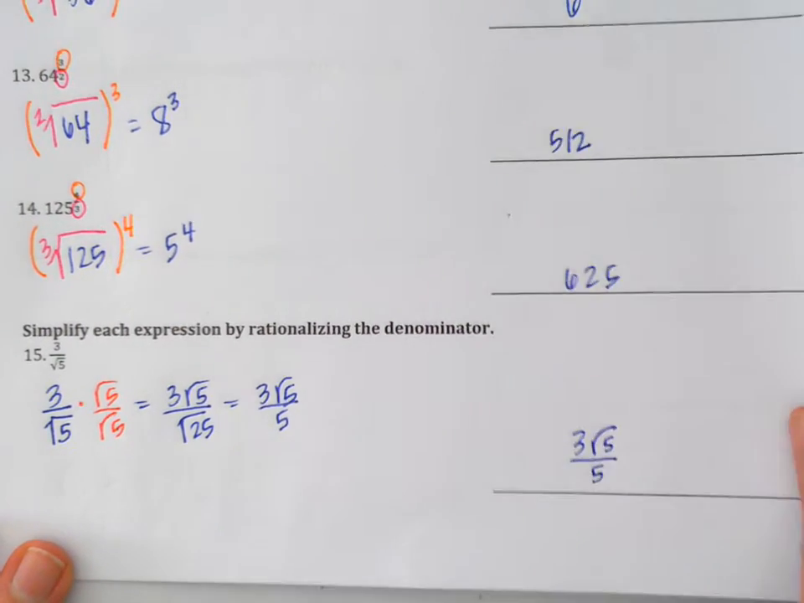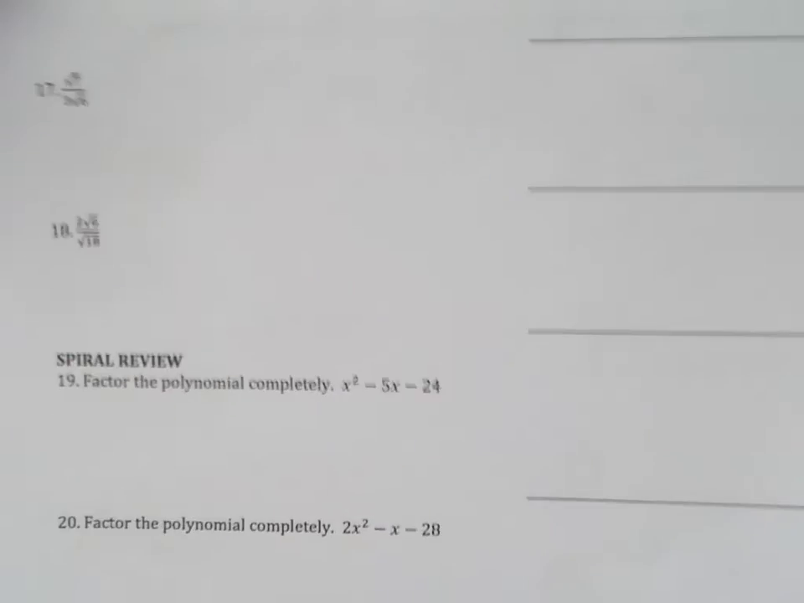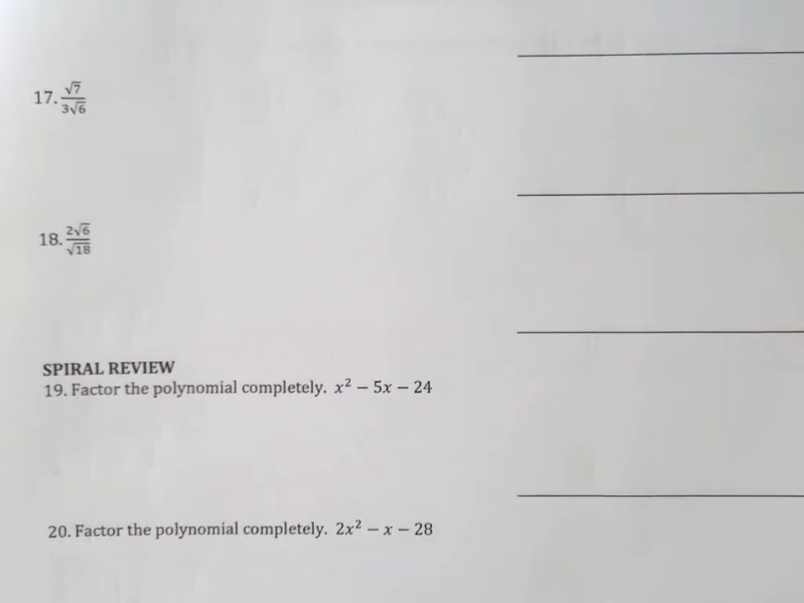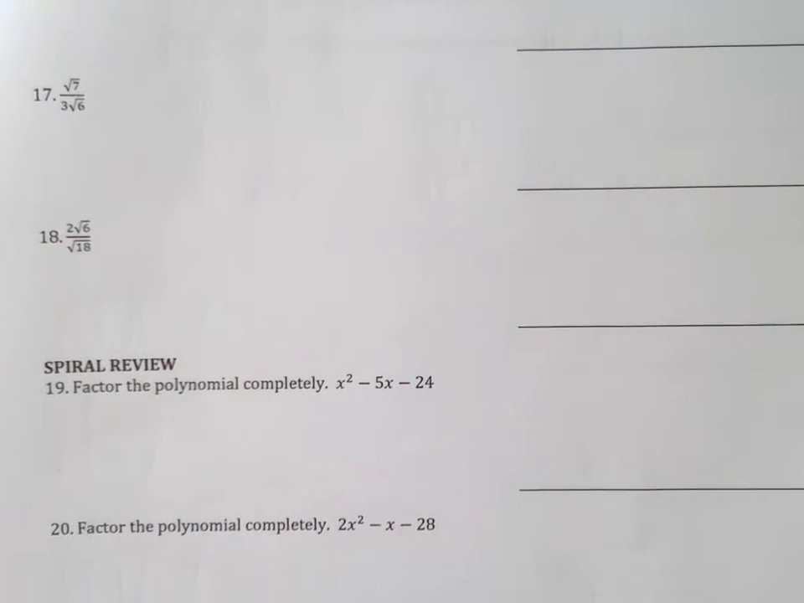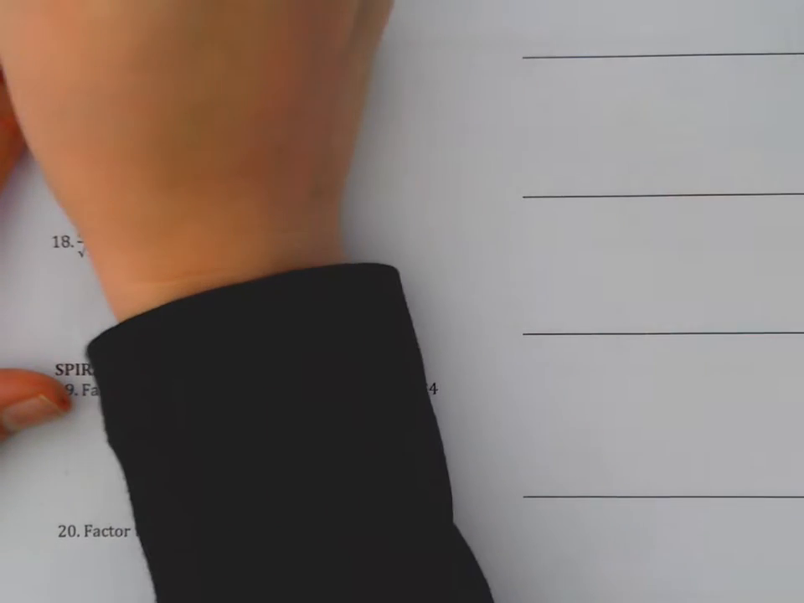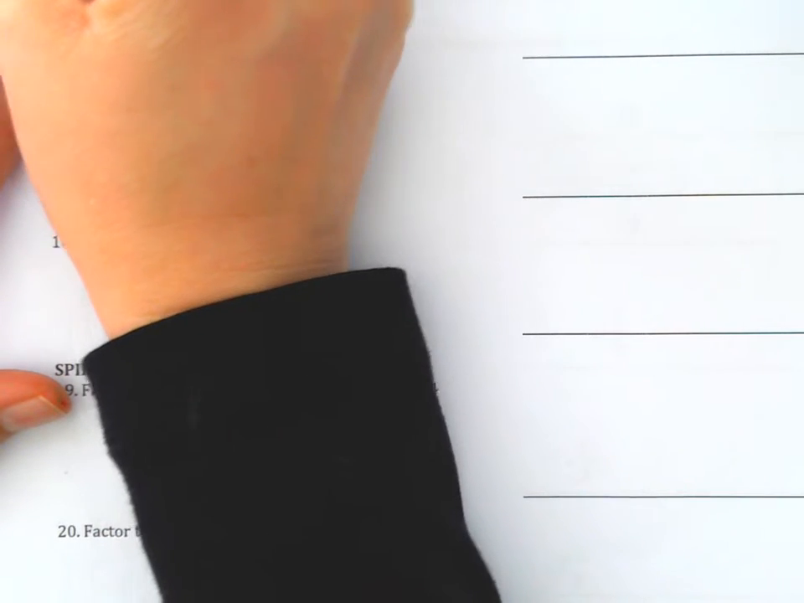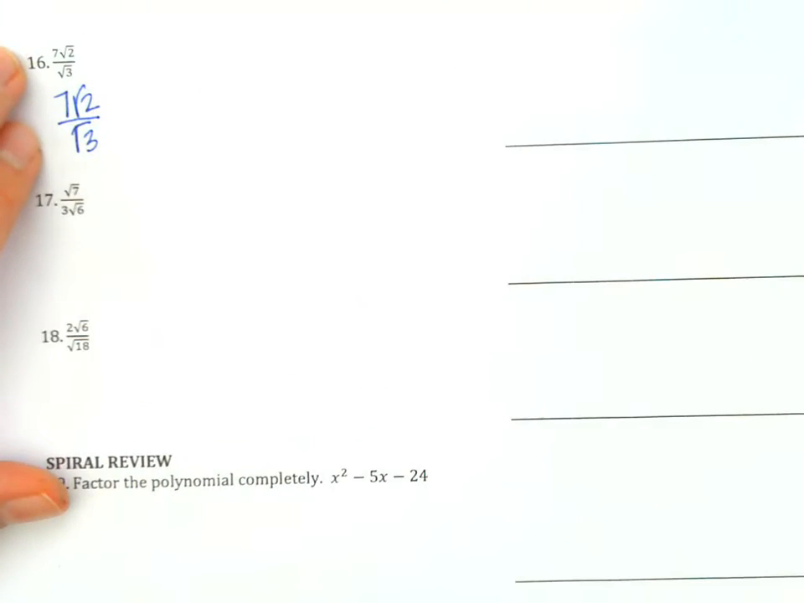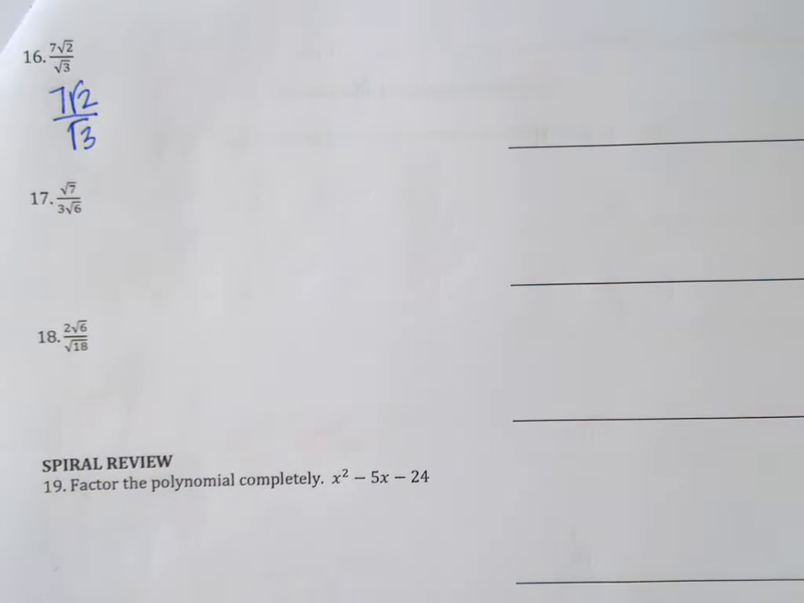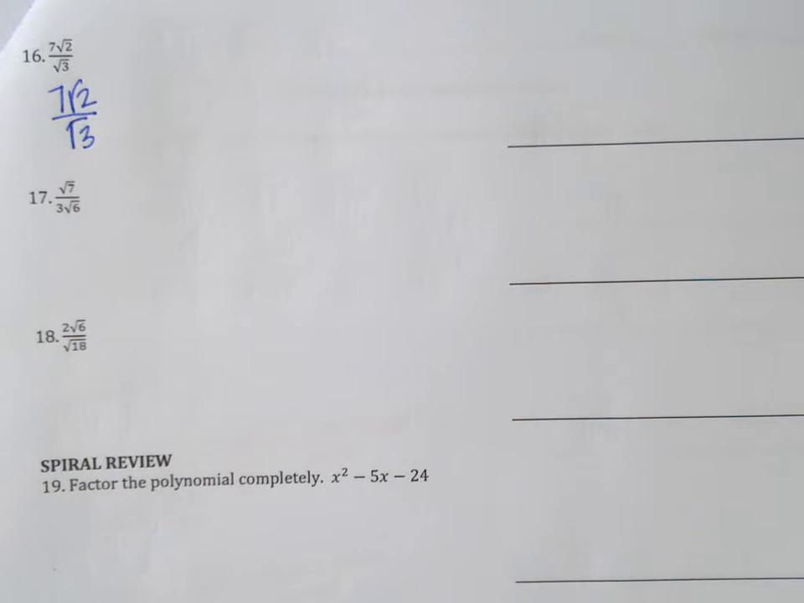Okay, let's move on to 16. Okay, so we have rad 7 over 3 rad 6. I'm just going to rewrite that. Oh, I was looking at the wrong problem. I was looking at 17 before I was looking at 16. I said that wrong.